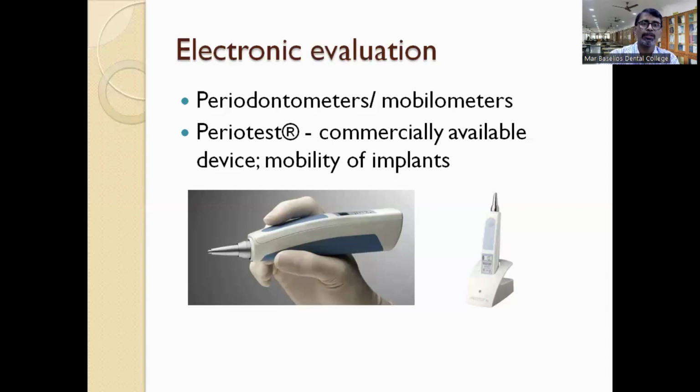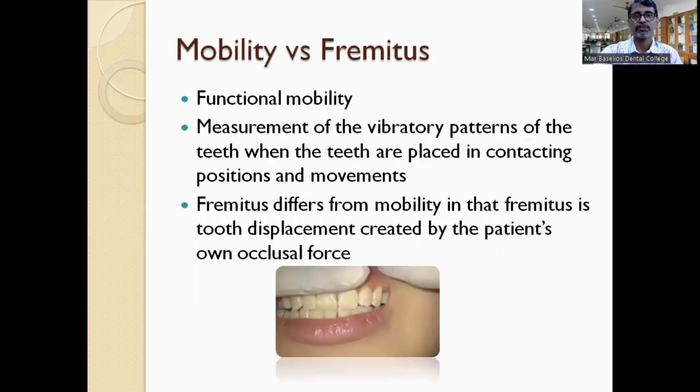You can check the mobility of natural teeth with the Periotest, but most commonly this device is used for checking the mobility of dental implants, because, compared to a tooth, mobility of an implant is a sign of failure. The implant is going for a failure. So to detect any initial occurrence of mobility in implants is very critical for the survival of the implant. So the example of an electronic evaluation device of tooth mobility is the Periotest.